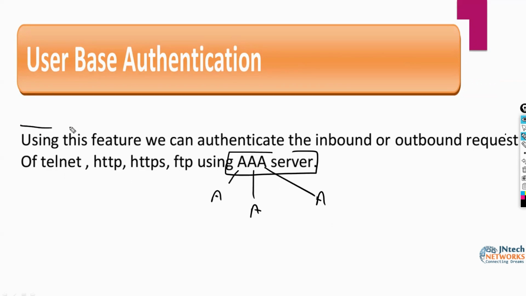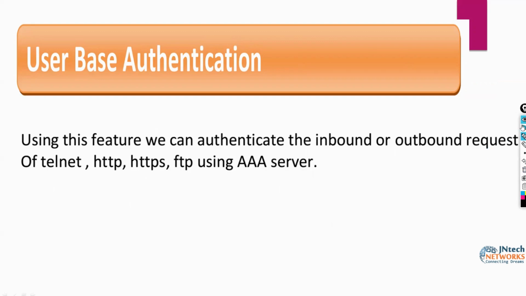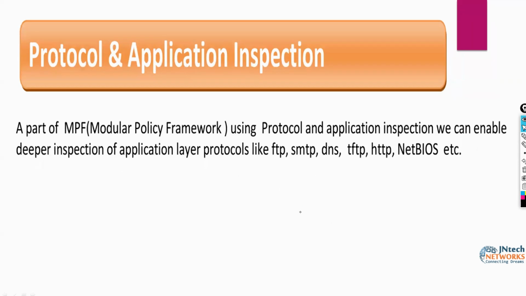So using this feature, we can authenticate our inbound or outbound requests for Telnet, HTTP, HTTPS, and FTP using an AAA server. Like, AAA we can configure on a Cisco router, and we can implement it on the Cisco ASA firewall. So will the Cisco firewall act as an AAA server? No, it does not act as an AAA server.